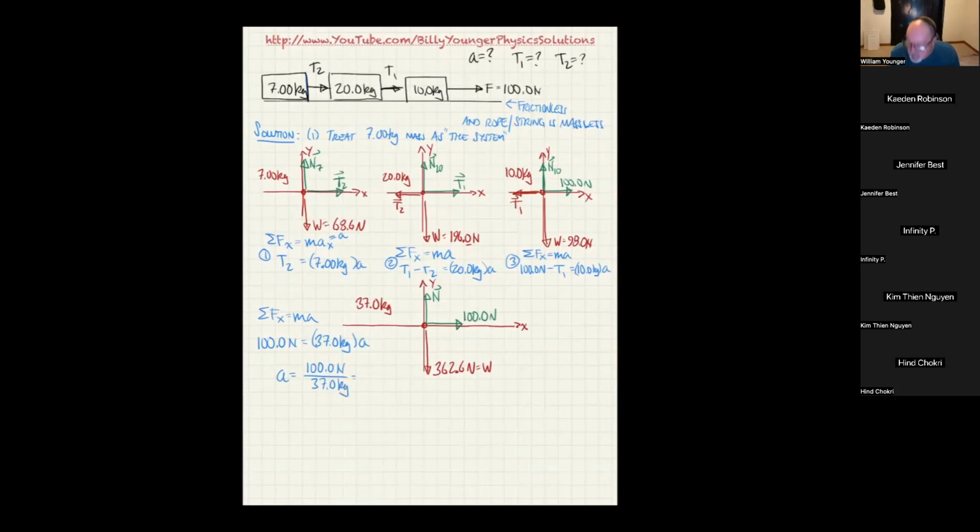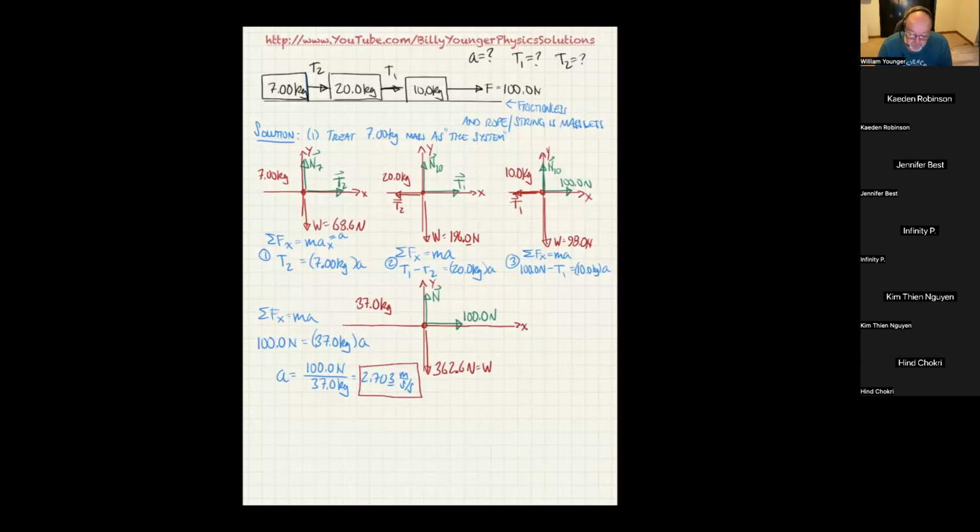Now remember, a newton is a kilogram meter per second squared. So when I divide it by a kilogram, I'm just going to get a meter per second squared. When I divide 100 by 37, I get 2.703. And that's meters per second every second. So I now have the acceleration. That's the acceleration that the 10 kilogram mass will be going to the right with.